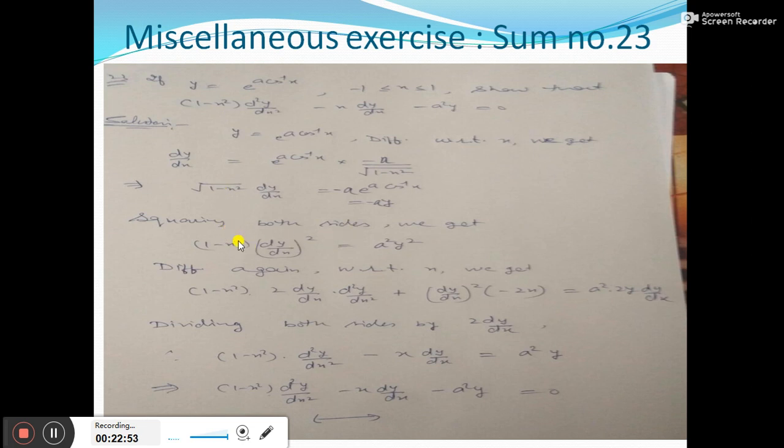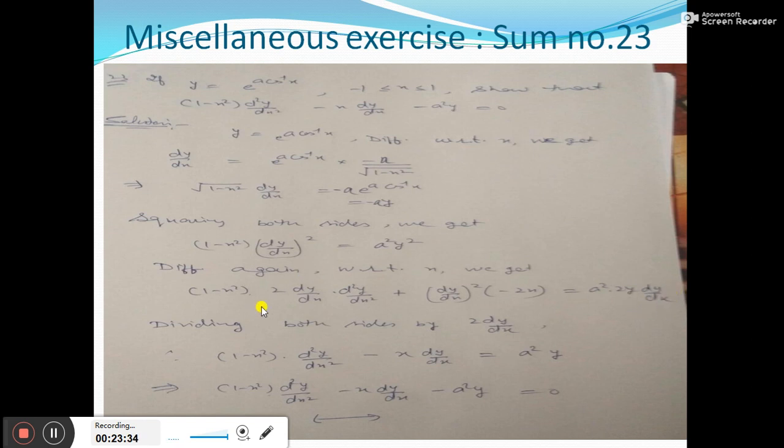Squaring both sides, (1 minus x square) (dy by dx) whole square is equal to a square y square. Now differentiating again with respect to x, we get the first as it is: the derivative of (dy by dx) whole square, according to the power rule, is 2 into dy by dx into d square y by dx square, plus (dy by dx) whole square as it is into the derivative of 1 minus x square, that is minus 2x, equal to a square, which is a constant, into the derivative of y square, that is 2y into dy by dx.